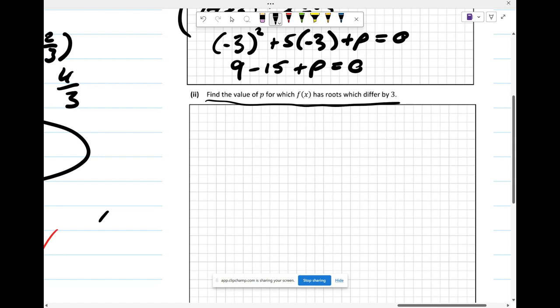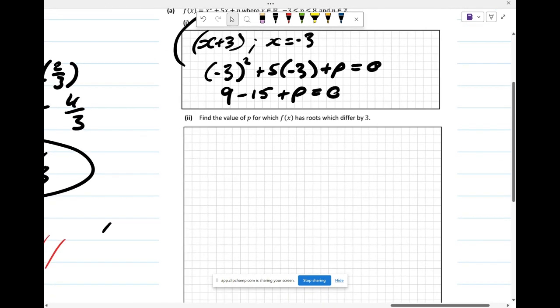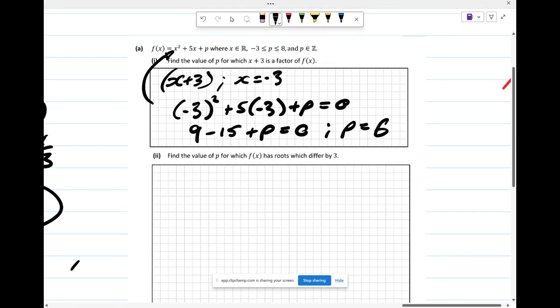Find the value of p for which f of x has roots which differ by 3. So now, instead of p equal to 6, that means x minus 3 is a factor. Now we're trying to find the value for p for which the roots differ by 3. This is kind of tricky because some people get caught out, because we saw that x minus 3 up here was a root, but these are different roots. Basically, we're trying to find roots that differ by 3. And so people got thrown off that year by this.